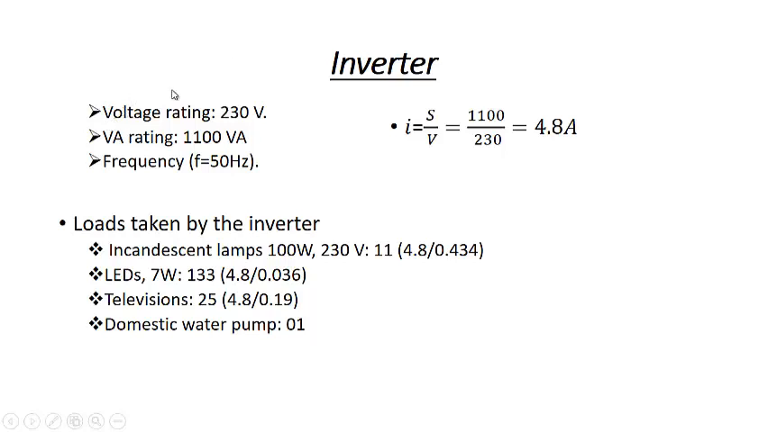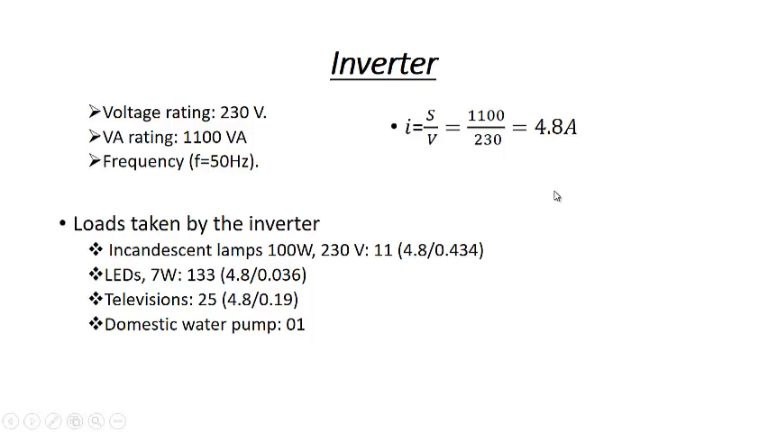So voltage rating, usually it is given to be 230 volt, and VA rating, consider one of the inverters whose VA rating is given as 1100 VA. That is actually apparent power. It is given in apparent power, not real power or any other power. Frequency will always be 50 hertz. So its current will be S by V, because S, that is apparent power, is equal to V into I. It's 1100 divided by 230. It comes out to 4.8 amperes.